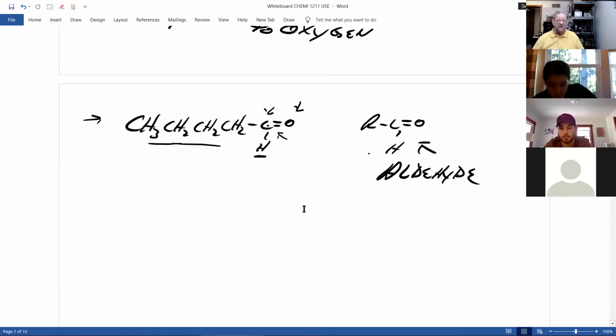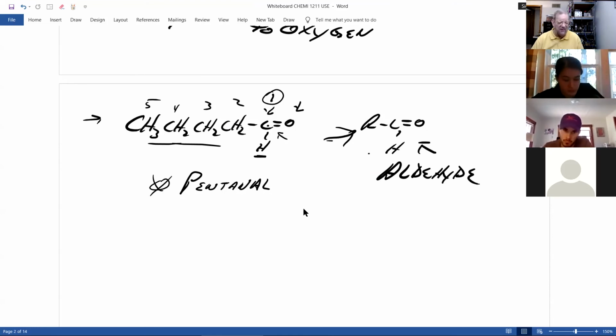So if we look at this, we have an aldehyde. How many carbons in the longest chain? 1, 2, 3, 4, 5. That's pentane. It's an aldehyde, so I drop the E and add al. And I'm done, because this is going to be carbon number one, and I do not put a number like 1-pentanal. That would be wrong. And you're done. Now, important thing, can I have everybody's attention?